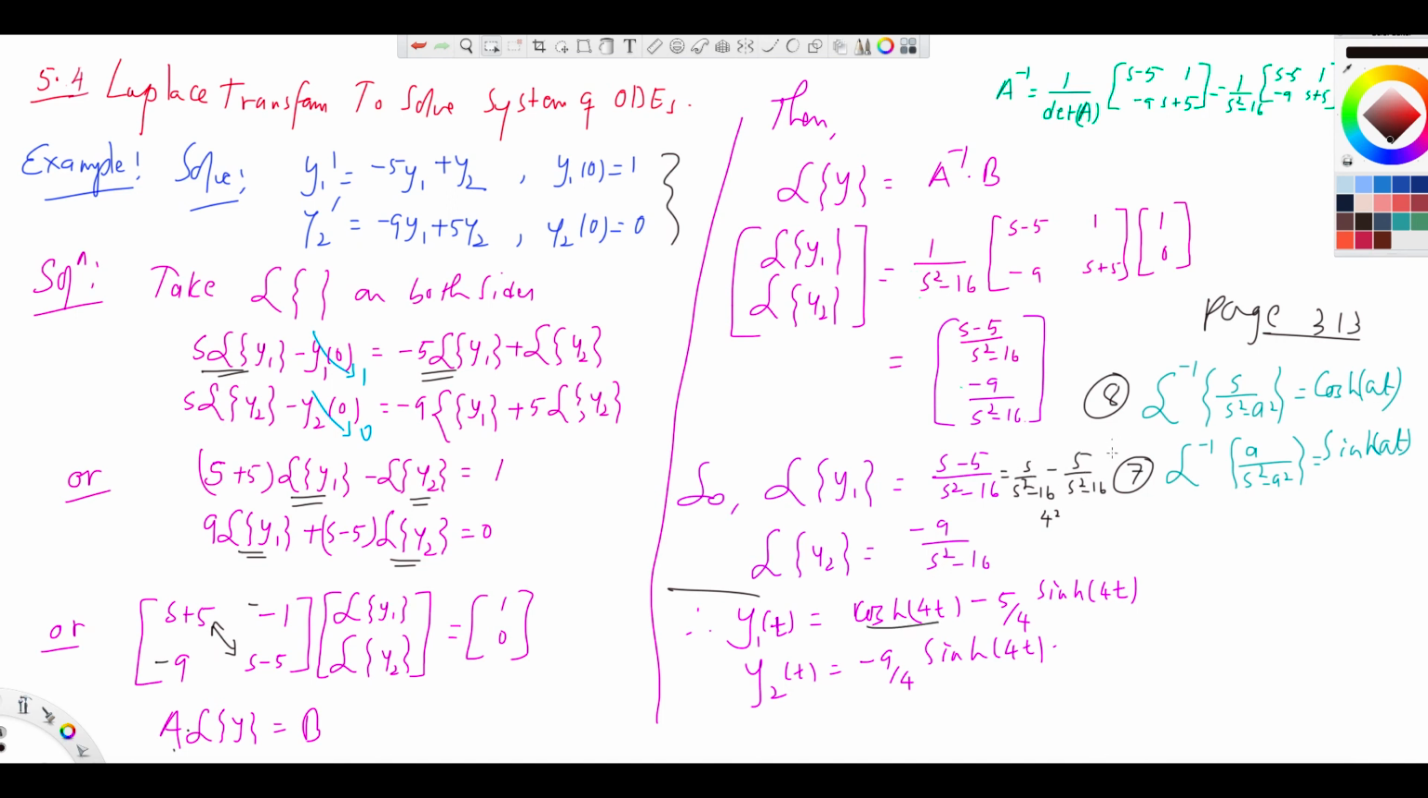For the second term, you need a over s square minus a square, but we don't have a. So I write 5 over 4 times 4 over s square minus 4 square. That's what I can write for this one. That is why negative 5/4 sine hyperbolic 4t. Similarly, for the second one you have negative 9 over 4 times 4 over s square minus 4 square. So that will give you negative 9 over 4 sine hyperbolic 4t. So this is basically the final solution for this system of equations.